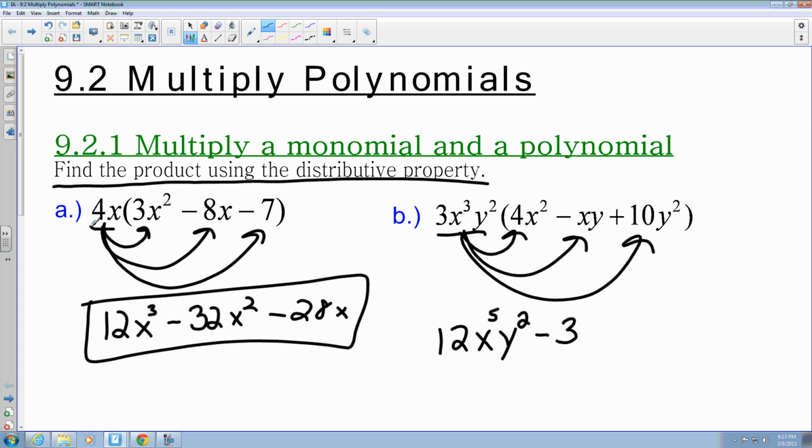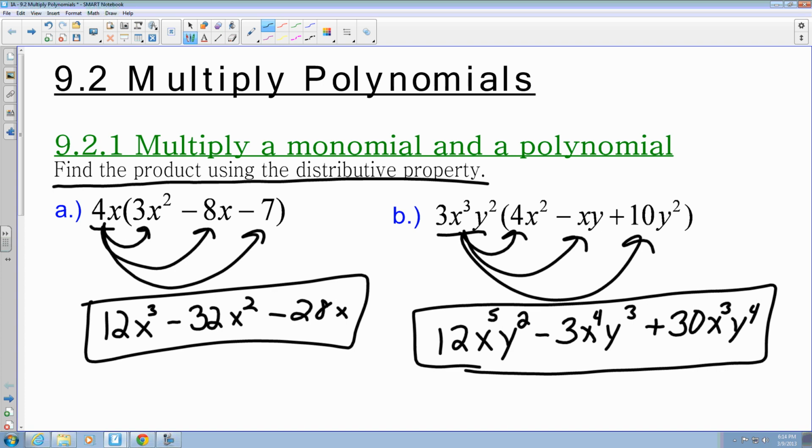Now I'm going to say minus, it's 3 times 1, so that's going to give me 3. And now I have x cubed multiplied by x. So if I add the exponents together, I'm going to get x to the fourth. And I got y squared times y, which gives me y to the third. The last one will give me a plus value here. 3 times 10 will be 30. There's no x value to multiply, so I'll just leave it as x cubed. And then y squared times y squared will give me y to the fourth. Okay?